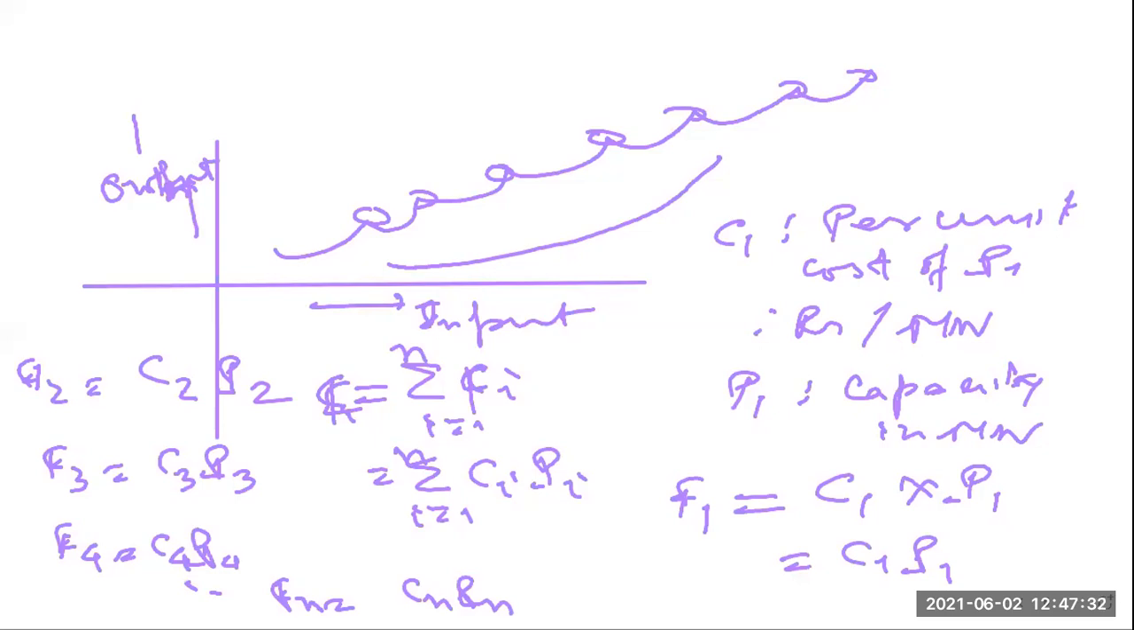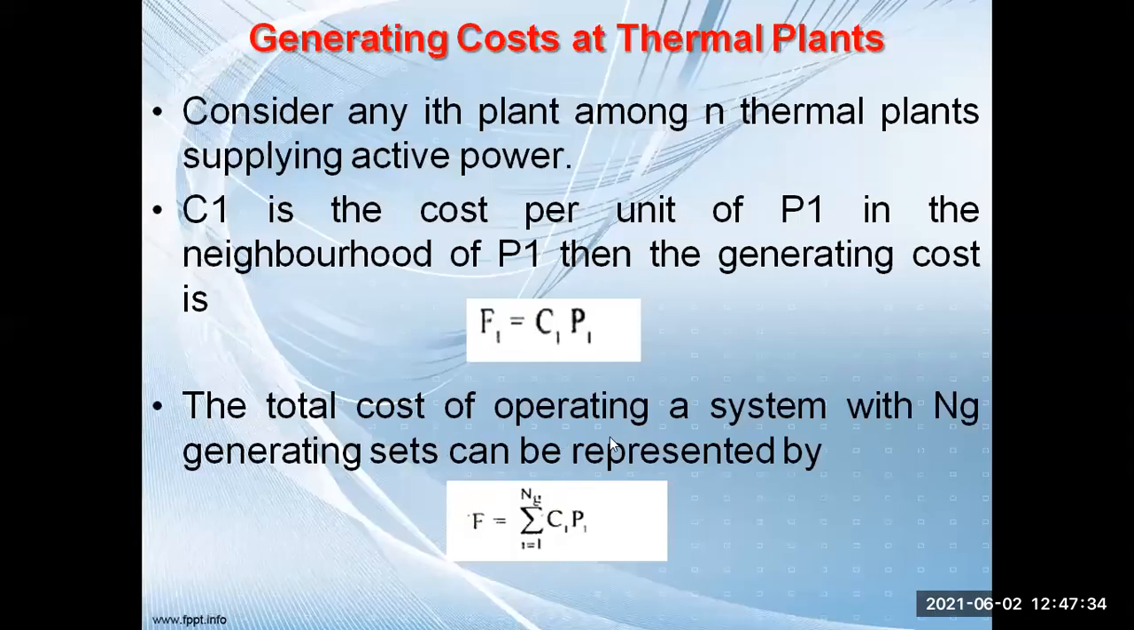So just check here. This is for the total cost of operating a system with ng number of generators. So i equal to 1 to ng, this will be Ci into Pi. That means this is the total, and there are ng number of power plants, so you have to add all those things. So this will be i equal to 1 to ng, Ci into Pi.